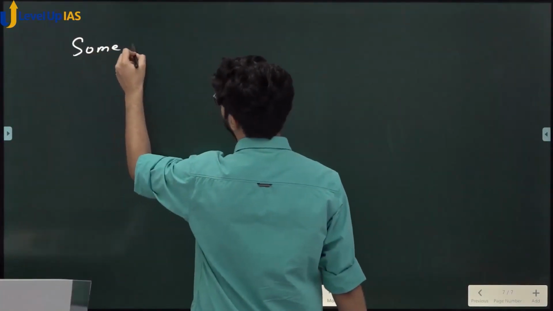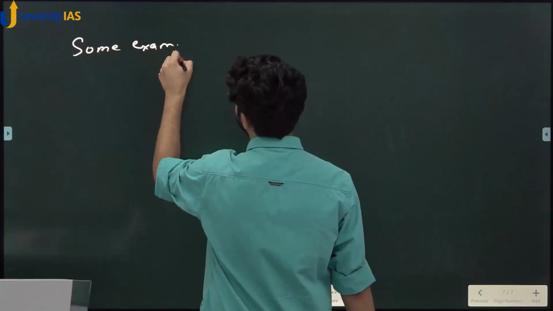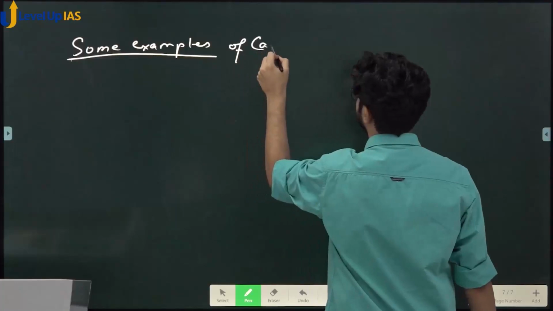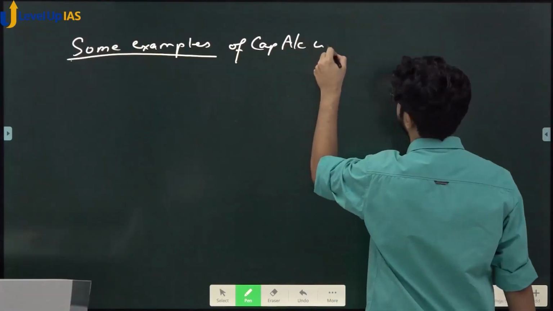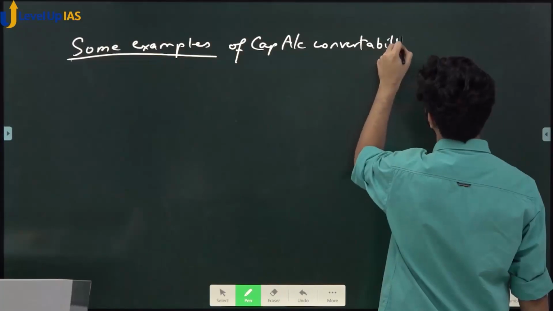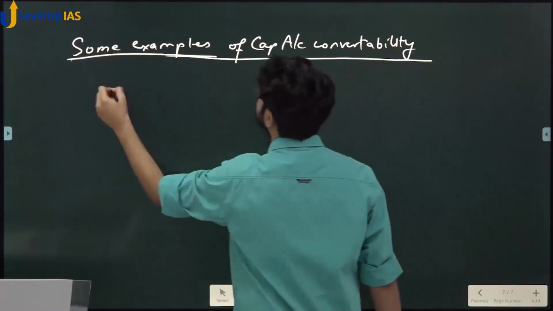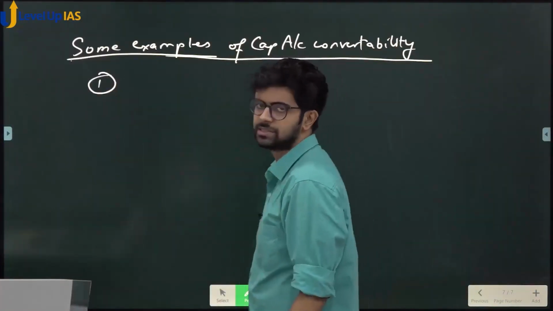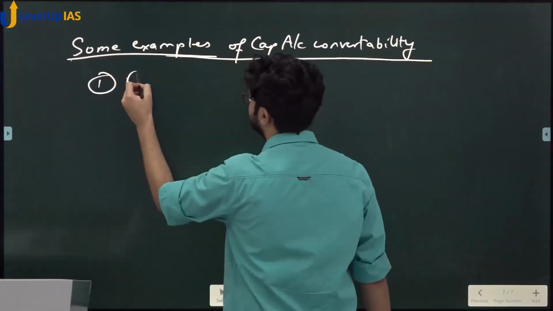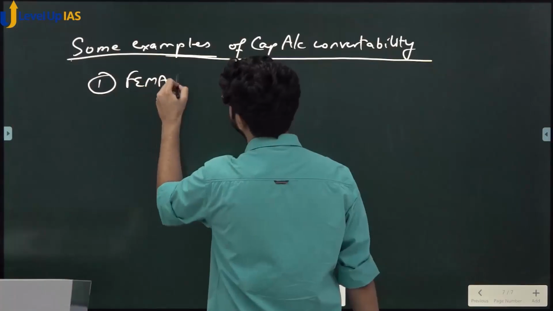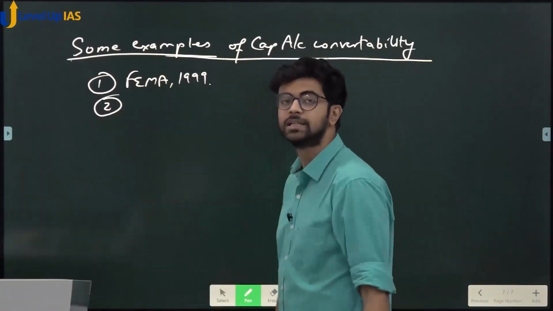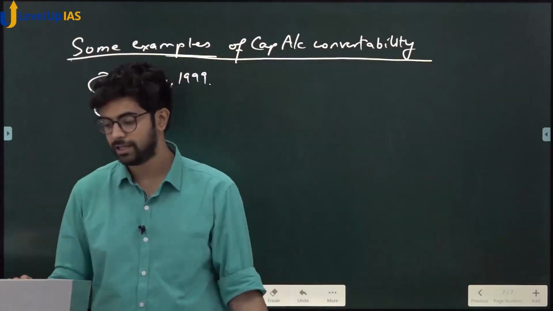You only see how they are relaxations. Some examples of capital account convertibility. Always remember, we are not talking about full convertibility here. Nowhere we are mentioning full convertibility, but just some chota sa relaxations. FEMA was brought in 1999. I had already told you, Foreign Exchange Regulation Act se Foreign Exchange Management Act ho gaya. That is in itself a big thing. FEMA was brought in 1999.